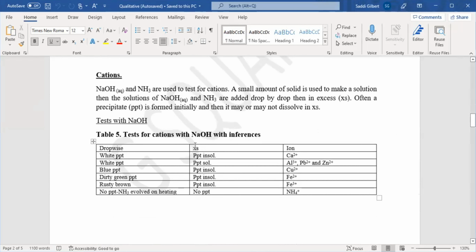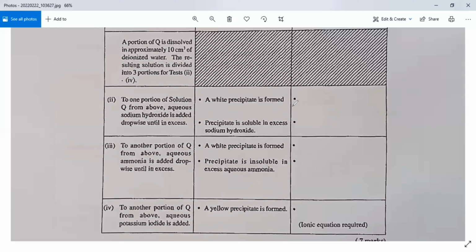Test with cations. So when I add my sodium hydroxide dropwise, it says you get a white precipitate for calcium, white precipitate for aluminum, lead, and zinc. Okay, do you see that? So you see there that when you get a white precipitate with sodium hydroxide, it means that here I could have calcium, and you'd put the charge, calcium, aluminum, lead, or zinc. All right, you see?